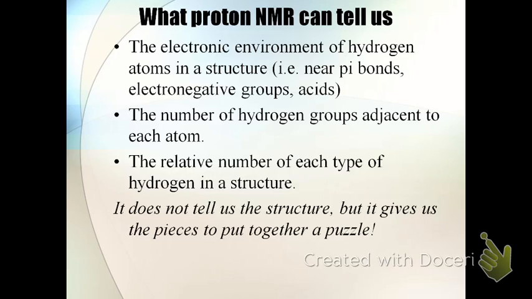For example, you could tell a hydrogen is near an electronegative group or perhaps near a pi bond, but there's all kinds of functional groups that have pi bonds, and there's all kinds of electronegative groups. For that kind of analysis, we typically rely on IR spectroscopy, because IR spectroscopy tells us a lot about what kind of functional groups are in a compound, and not as much about the organization of those functional groups in a compound.